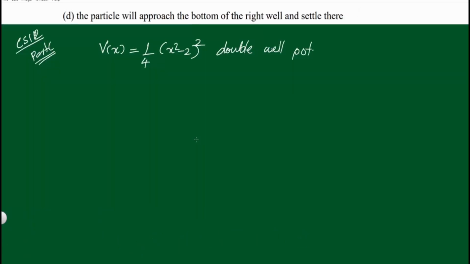In this problem, the given potential is V of x equal to 1 by 4 (x square minus 2) all square. First, I am going to solve this problem graphically. So first I am going to draw the diagram of this potential. Therefore, I am taking my axes, that is x and V of x.